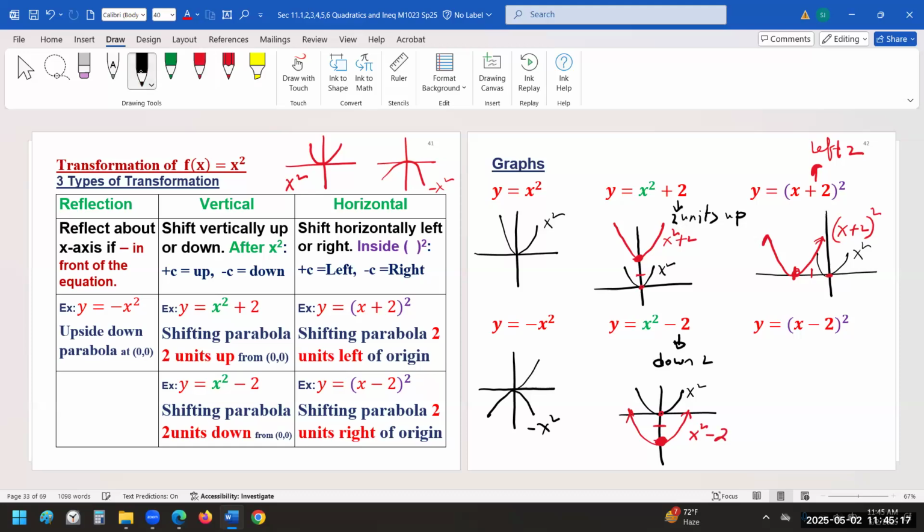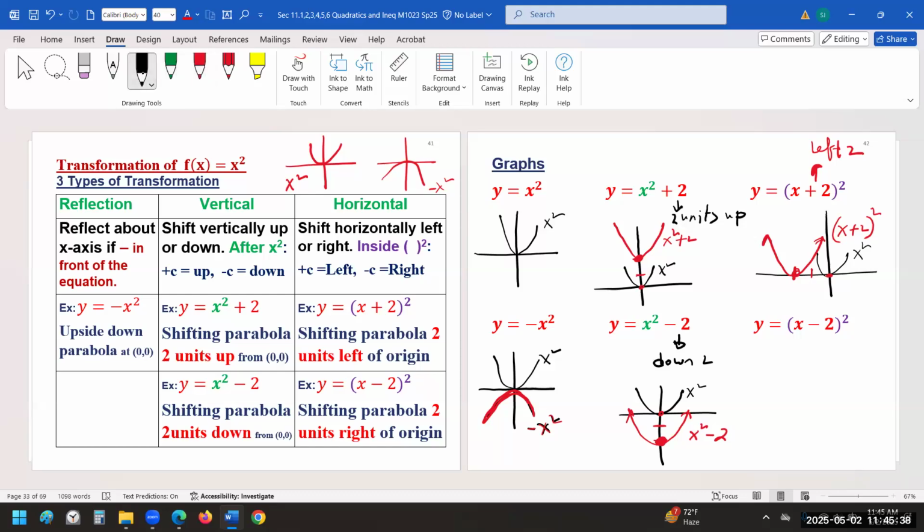So here the original one was x squared. Because of the negative sign, it turns upside down. So negative x squared. For the second one, we see the original graph and then move it down, moving 2 units down.